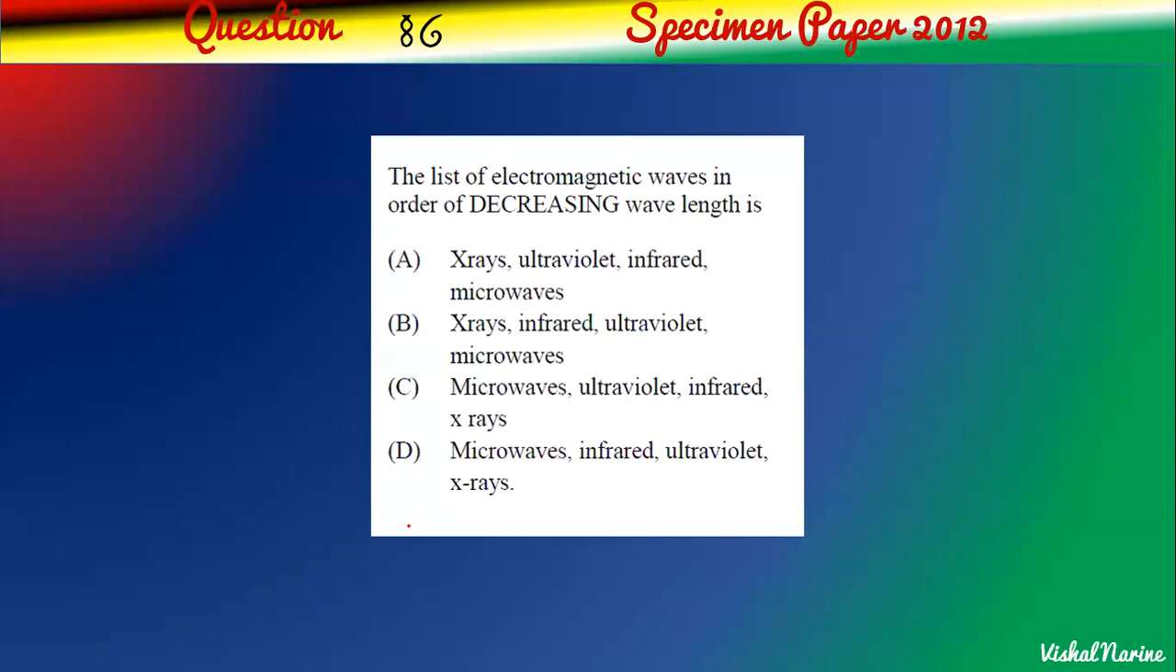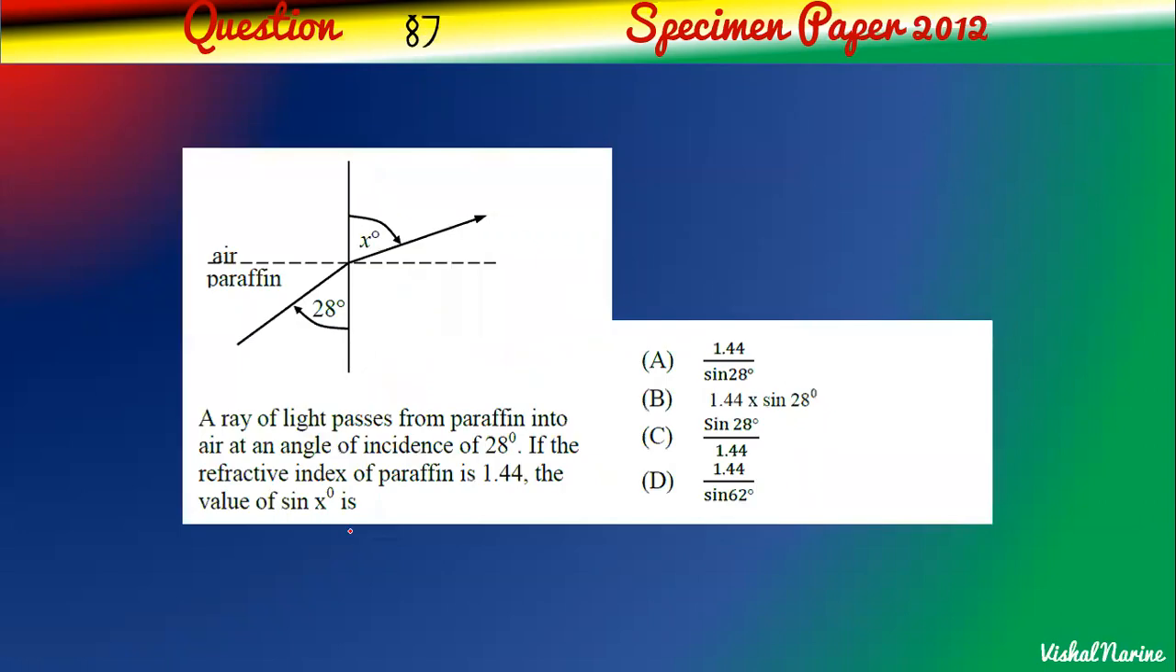86. Again, you can work with your mnemonics. We worked a similar question just now. The list of electromagnetic waves in order of decreasing wavelength, and the answer there is D. You can examine them later on and just correspond. 87.